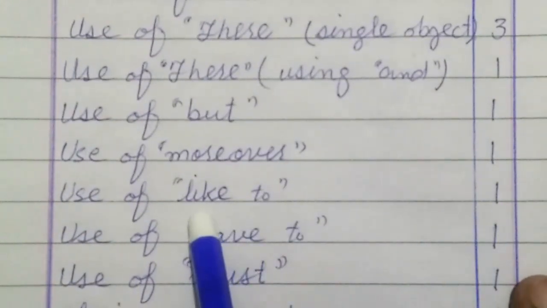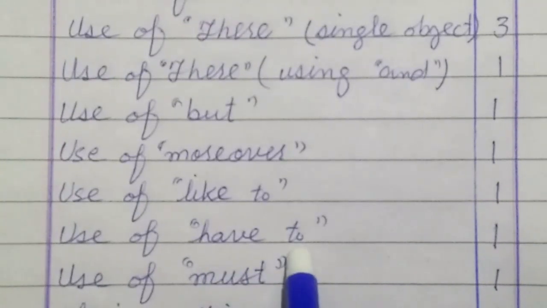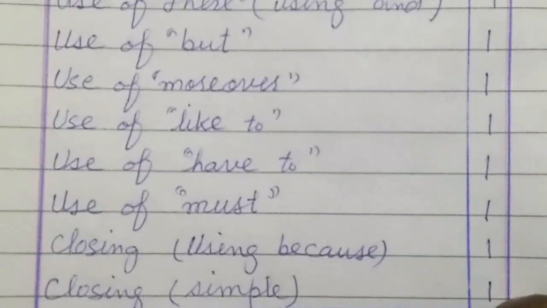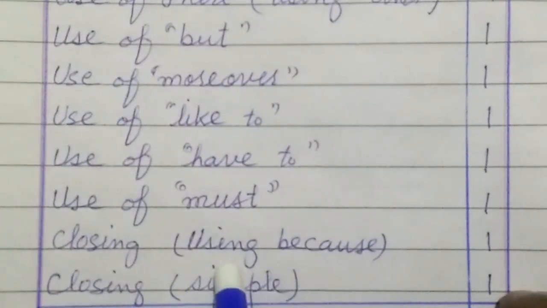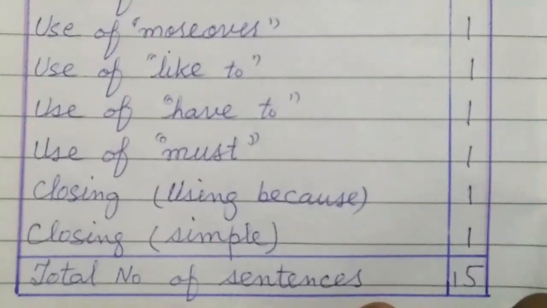One sentence using like to. One sentence using have to. One sentence using must. One closing sentence using because, and one closing simple sentence. These are 15 sentences. So you will write the paragraph on a place with 15 sentences.